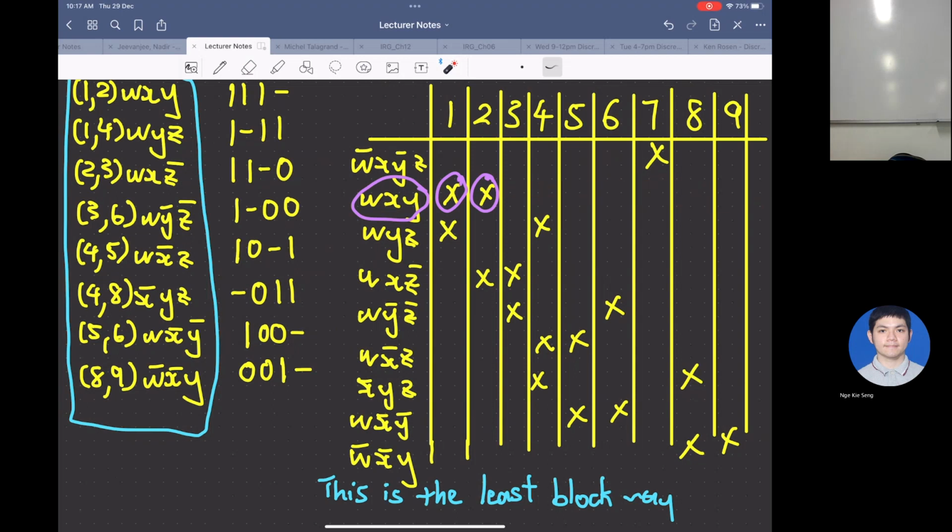Okay, which one do you want to pick next? W, Y bar, Z bar. Okay, this one. So you cover 3 and 6. You still have 4, 5, 7, 8, 9 to cover. So which one do you want to pick? W, X bar. Oh, the best one. Okay. So 4, 5. You still have 7, 8, 9.